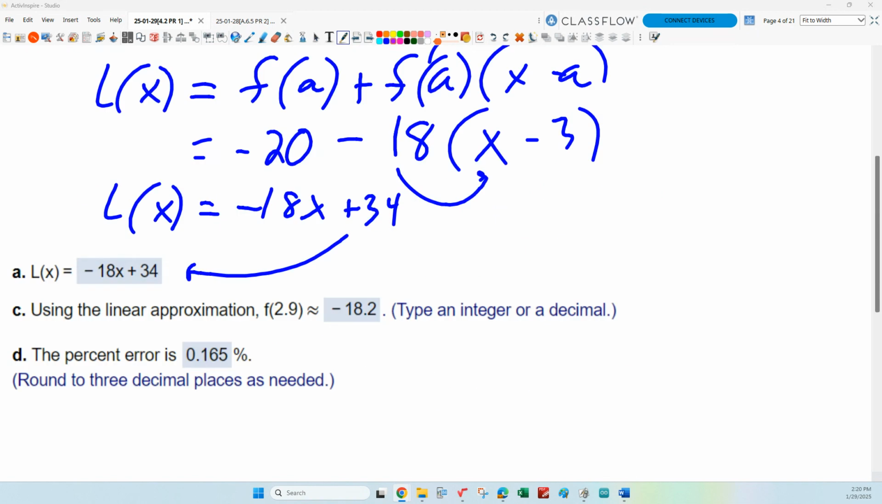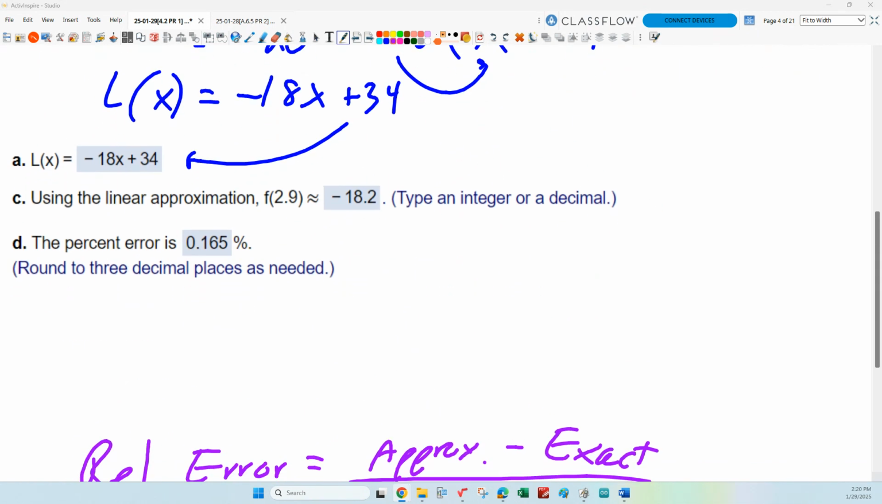So in our case, we want to know what is L of 2.9. So if I plug in L of 2.9 equals negative 18 times 2.9 plus 34. Somebody crank that out. Oh, that is negative 18.2. Never mind, that's the approximation. What is f of 2.9? Let's calculate that. What is it exactly equal to?